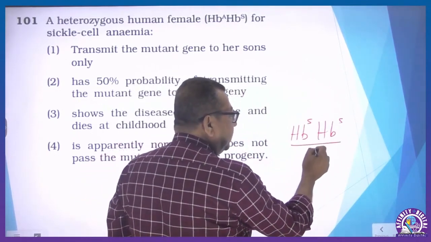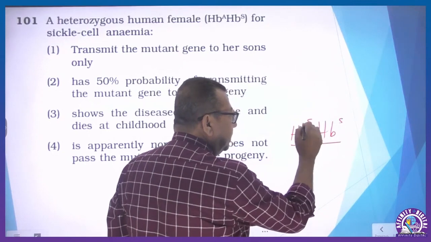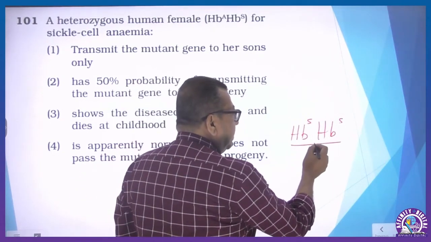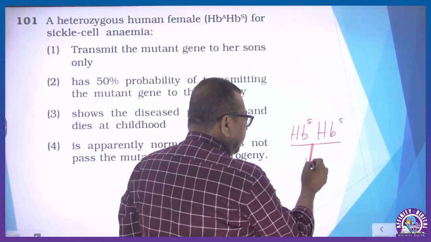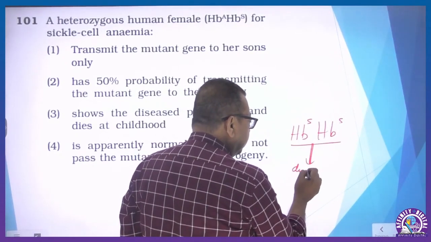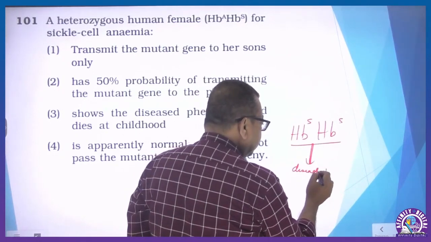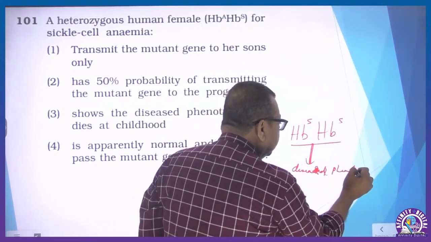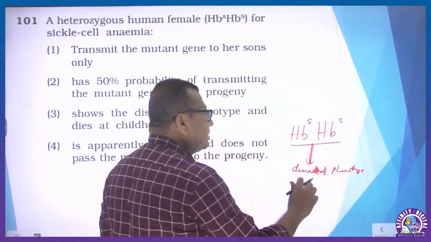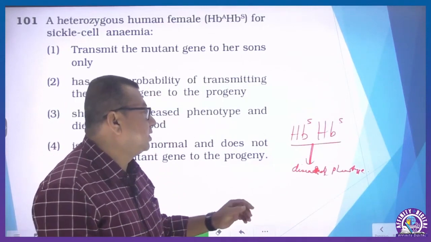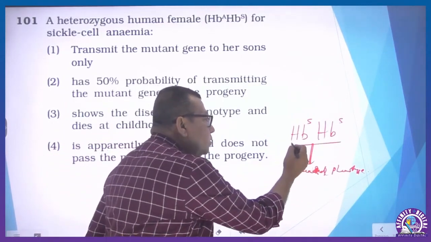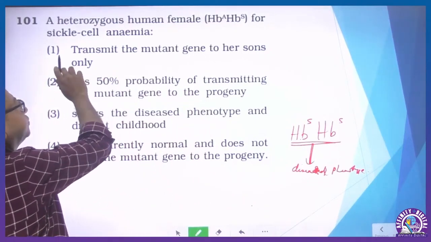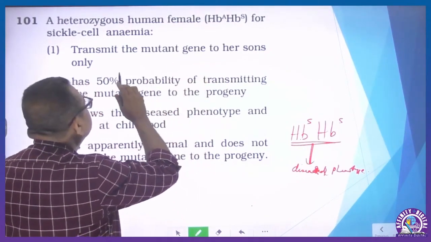So that particular human individual only, he or she will only suffer from sickle cell anemia. That means this genotype will produce the disease phenotype. A human individual to suffer from sickle cell anemia has to be homozygous for the sickle cell gene. So option number 1: transmit the mutant gene to her sons only.